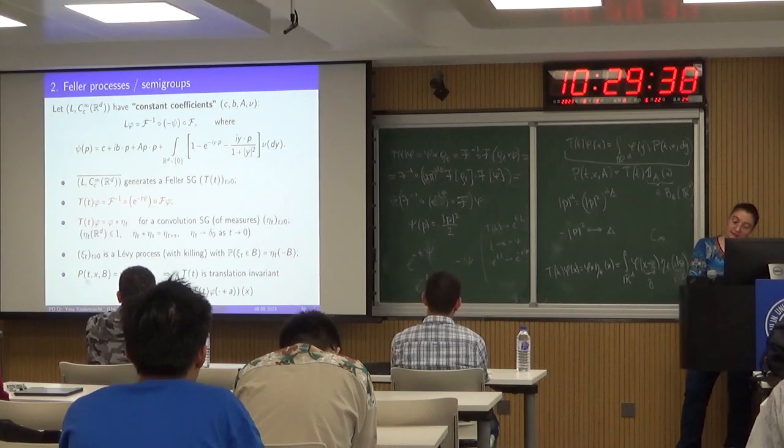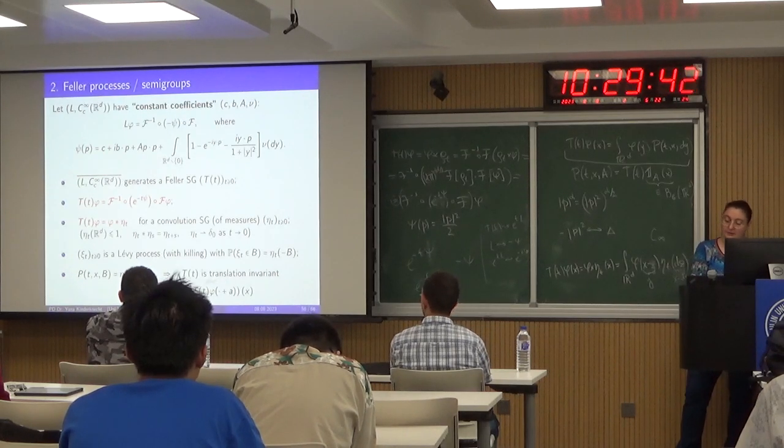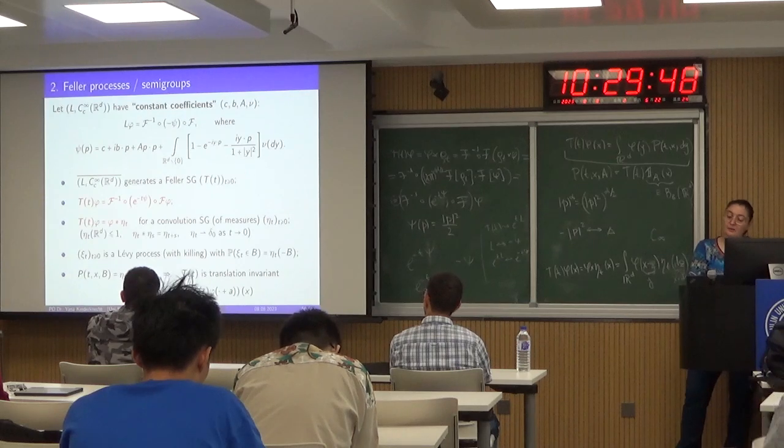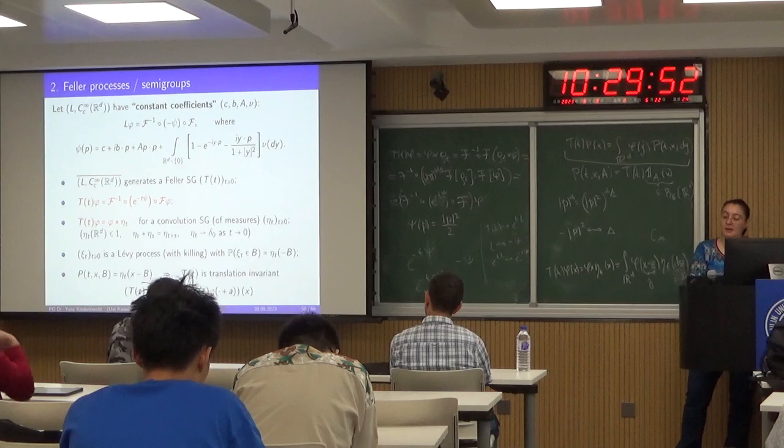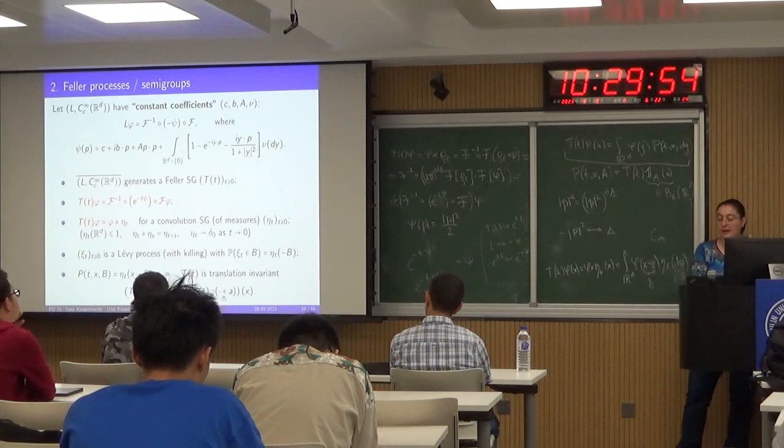What does this mean? This means that my T_t is a translation invariant semigroup. That is, if we have a function, we apply the semigroup and then shift everything, it is the same as if we first shift the function and then apply the semigroup.